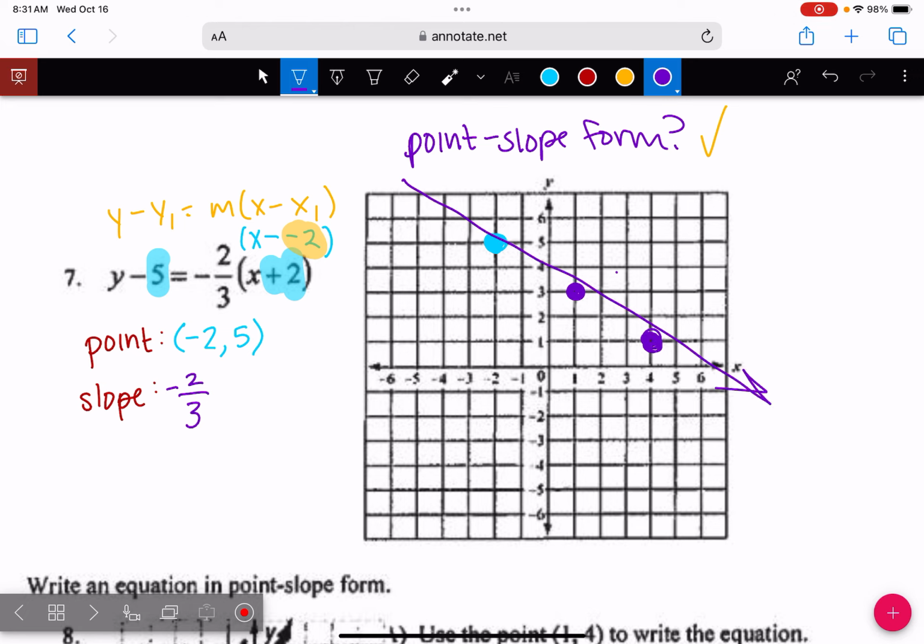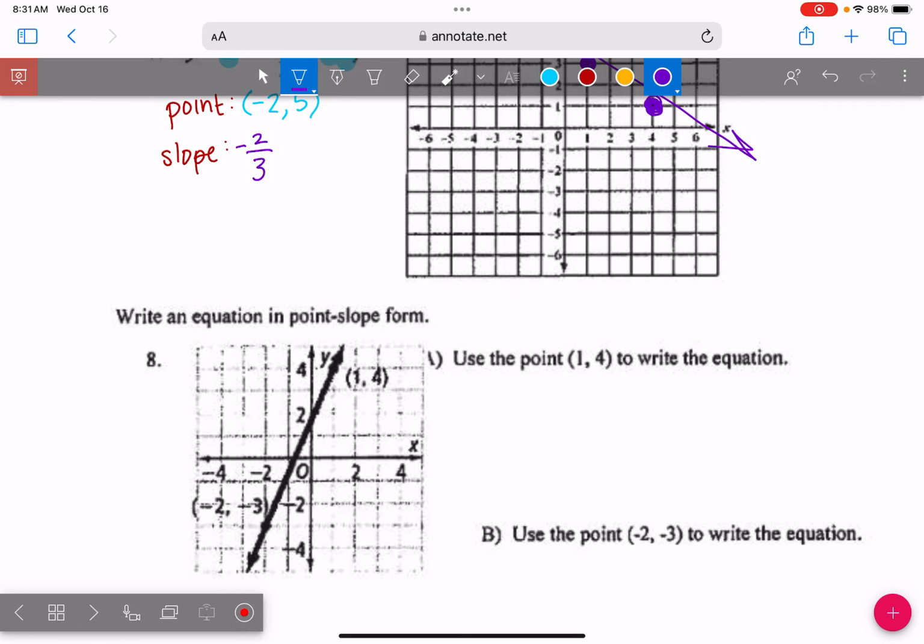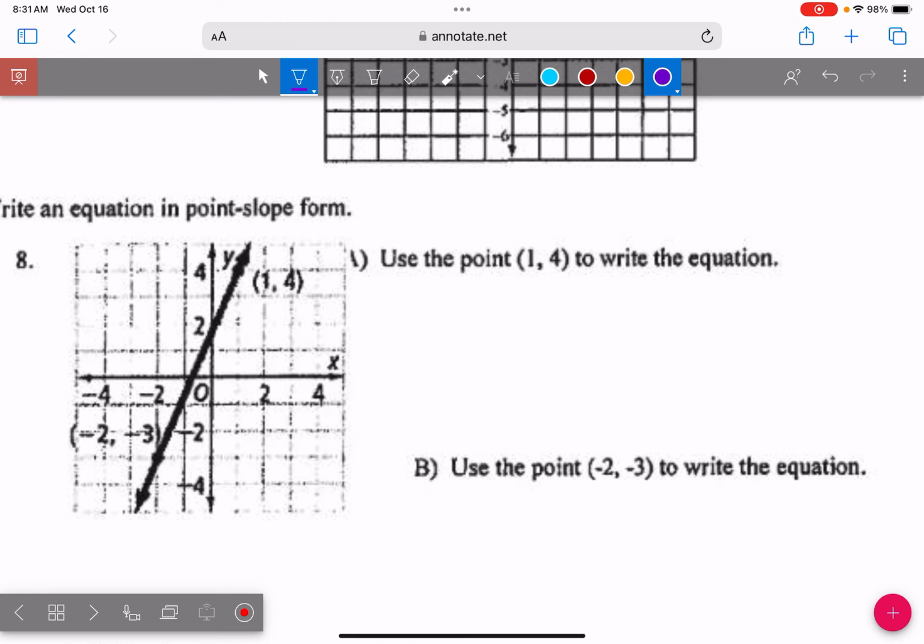And I can connect my dots. Ooh, I didn't really connect those very well. And there's my line. All right. Now I'm giving you a graph of a line, and I'm asking you to write an equation.